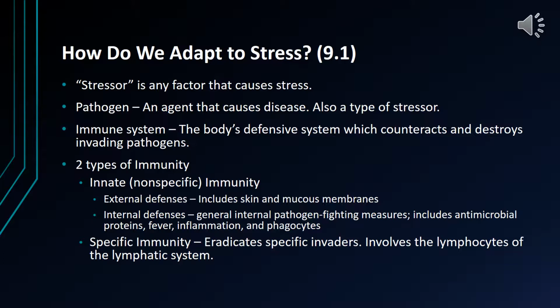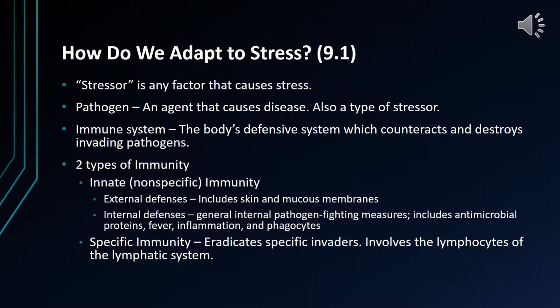But anyway, a stressor is any factor that causes stress. And a pathogen is any agent that causes disease. Typically this agent is biological. Pathogens are also a type of stressor. We deal with these pathogens using the immune system, which is the body's defense system that works to counteract and destroy the invading pathogens. And we actually have two types of immunity: innate or non-specific immunity and specific immunity.